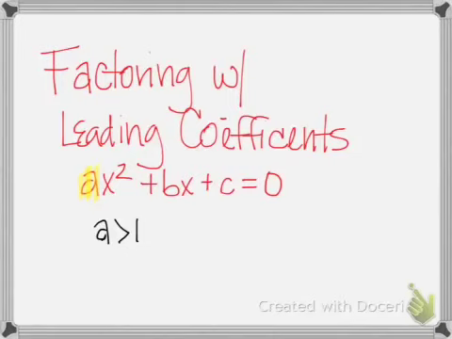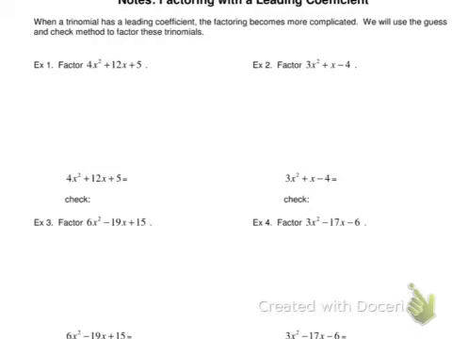So look at your first example on your notes. 4x squared plus 12x plus 5. The first thing that we need to do, and we're just going to be using a guess and check method today, is look at the signs of our trinomial, and they're both positive. And we know from our last set of notes that means that both of the signs inside of our factors are going to be positive. So let's talk about the factors of 4.